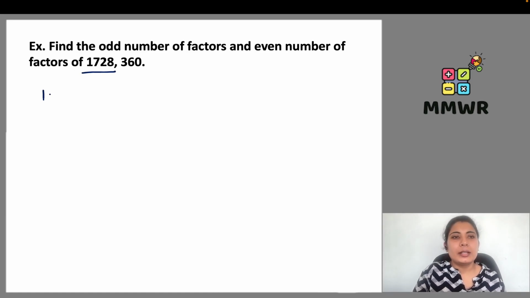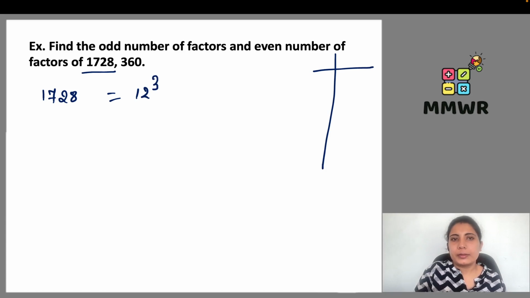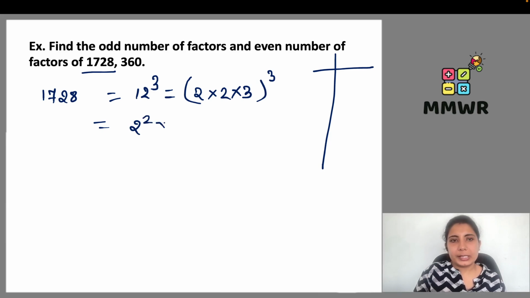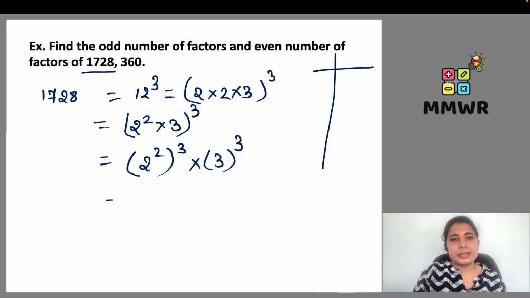Now 1728. I'm going to factorize this. I think this is the cube of 12. 12 multiplied 12 multiplied 12 gives me 1728, right? This 12 can be written as 2 multiplied 2 multiplied 3. So I am getting it as 2 square multiply 3, whole power 3. So further I can write it as 2 square power 3 multiply 3 to the power 3. This gives me 2 to the power 6 multiply 3 to the power 3.